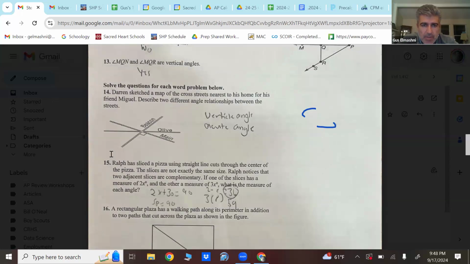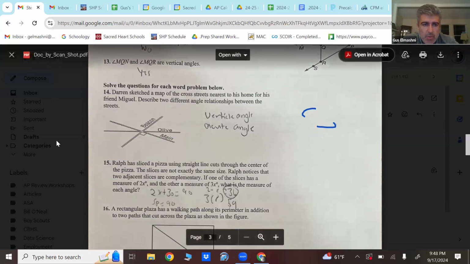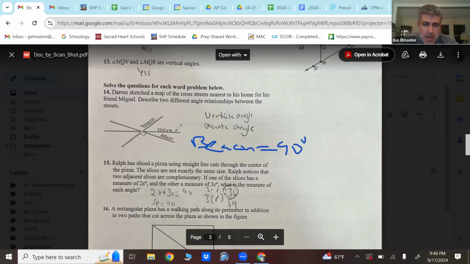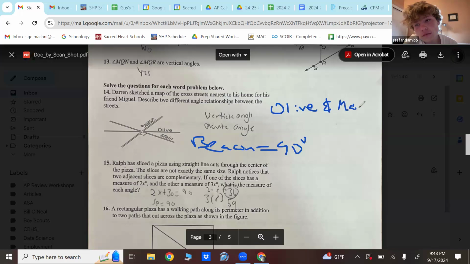Here, Darren sketched a map of cross streets near his house. So when you describe, you want to be a little more explicit. You could say, for example, Beacon is 90 degrees because of the opposite angle. Also, you could say Olive and Main are complementary. It's actually San Carlos Street and City Road, respectively, that are complementary because they both add up to 90.